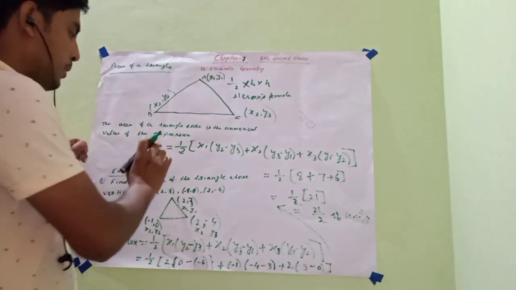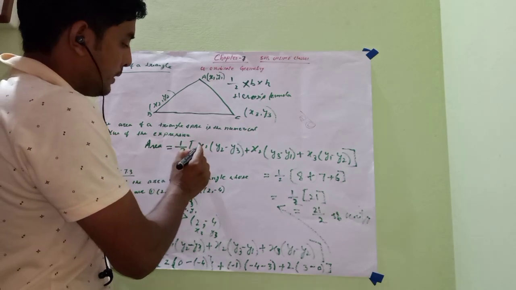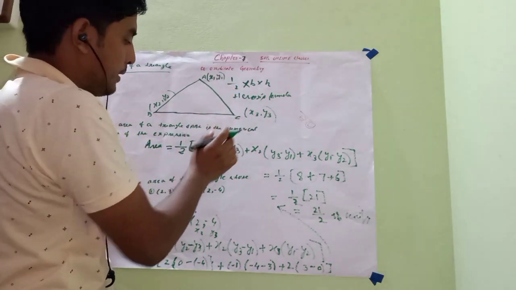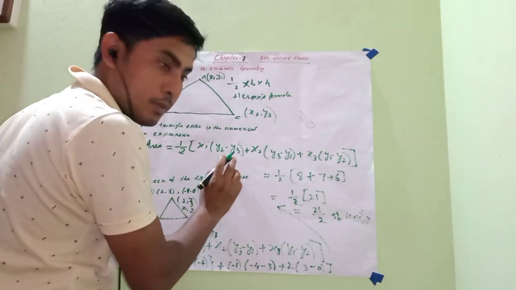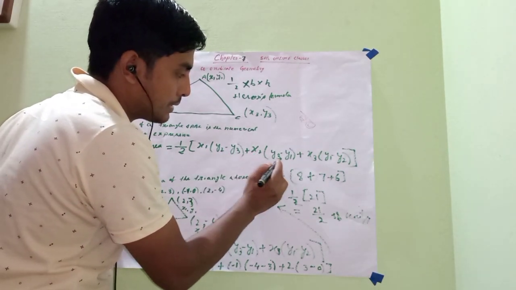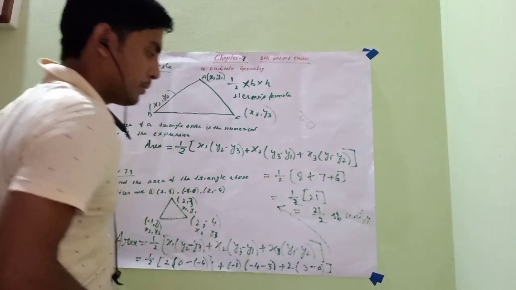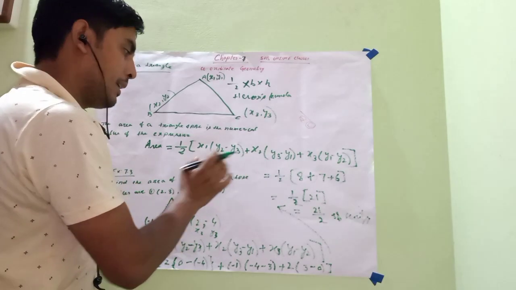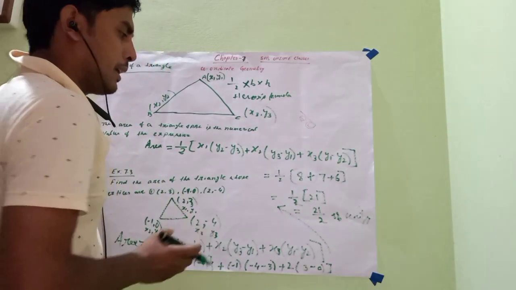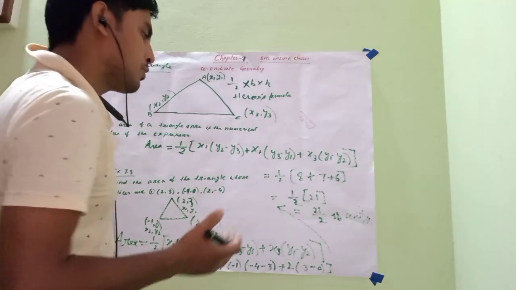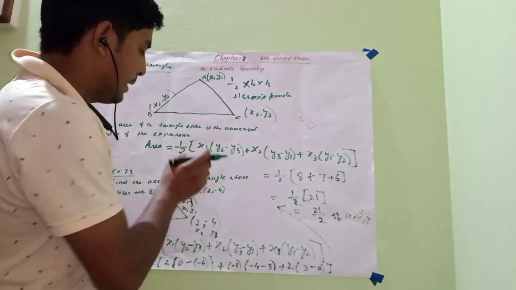So what is the formula? Area is equal to half, when three vertices are given, x1 (y2 minus y3) plus x2 (y3 minus y1) plus x3 (y1 minus y2). This is the formula. Maybe you are thinking that it is very long, but you can remember it easily. You can use your own technique to remember it, but I want to give you a technique to remember it.